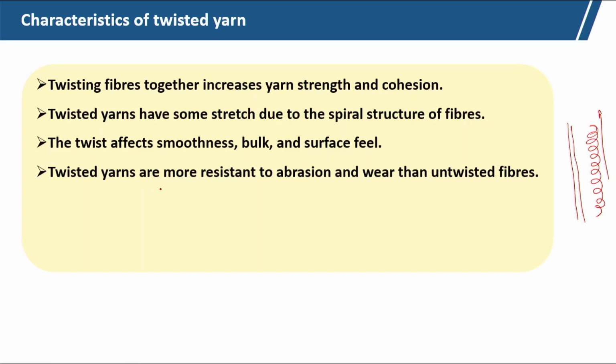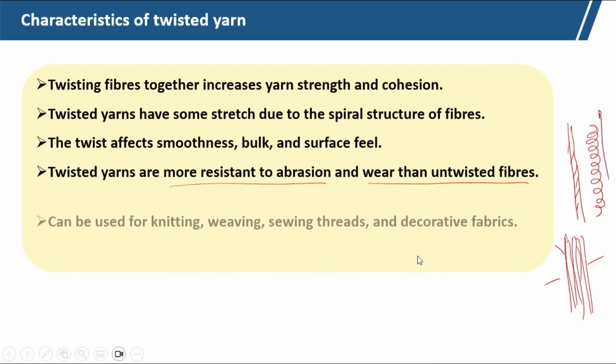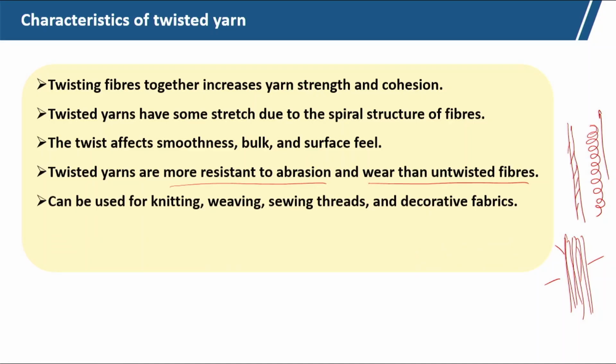Twisted yarns are more resistant to abrasion and wear than untwisted yarn, because if we take untwisted multifilament yarns and abrade them, individual filaments will be affected, but when we twist this multifilament together, it will act as a single unit, and this can be used for knitting, weaving, sewing thread and decorative fabrics.